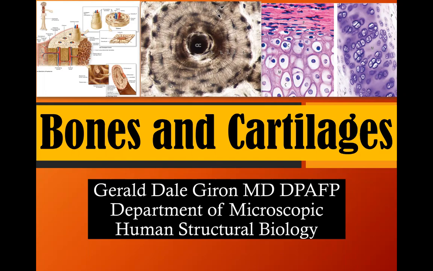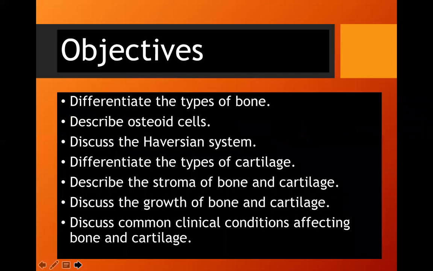I'm Gerald de Vigeron, a micro-HSP professor, and I am tasked to deliver a lecture on bones and cartilages. At the end of this lecture, these are our intended learning outcomes: to differentiate the types of bone, to describe the different types of osteoid cells, discuss the Haversian system, or the osteon, to differentiate the types of cartilages, its trauma, and its growth, and to discuss the common clinical conditions affecting the bones and cartilages.